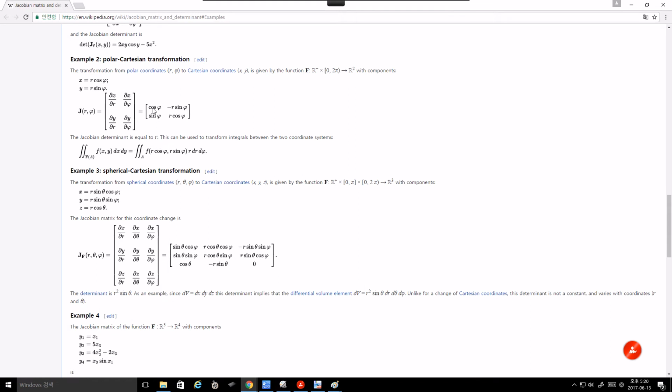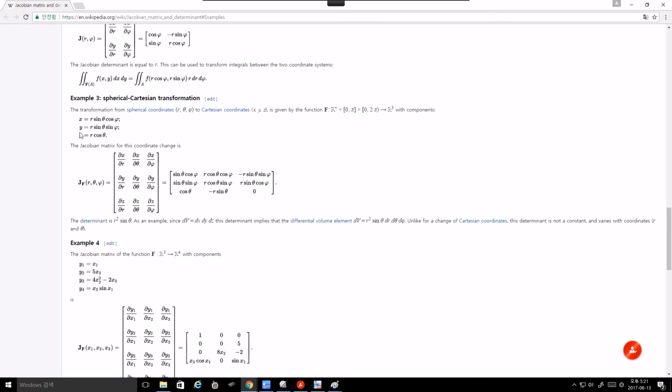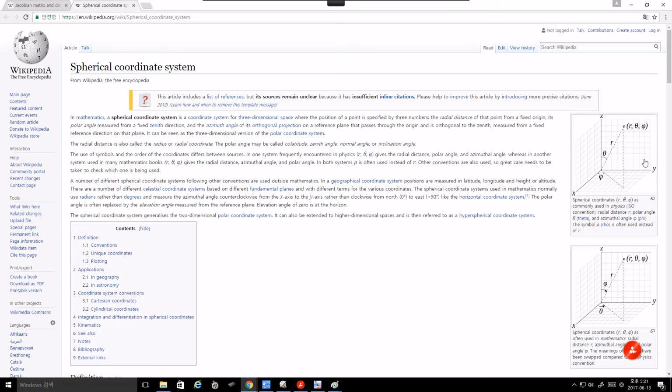If we take determinants, this one minus this one, so determinant r. This can be used to transform integration between the two coordinate systems, like this one. Now, spherical to Cartesian transformation. Now it's a transformation for the spherical coordinate. What is spherical coordinate? Yes, this one.